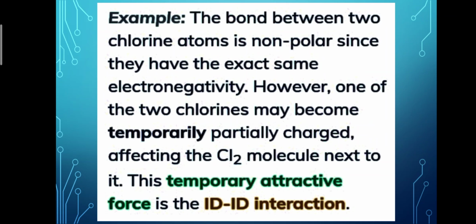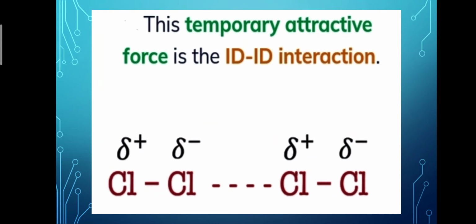For example, the bond between two chlorine atoms is nonpolar since they have the exact same electronegativity. However, one of the two chlorines may become temporarily partially charged, affecting the Cl2 molecule next to it. This temporary attractive force is the induced dipole interaction, or ID-ID interaction.